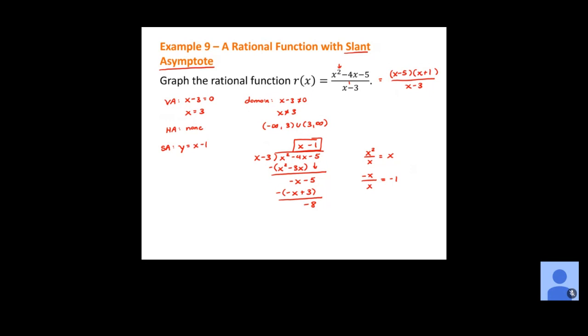So what that tells us now is that we actually have a slanted line that our graph is approaching as we go to infinity and negative infinity. So instead of just having a horizontal line like y equals 2 or y equals -5, things like that, now there's actually a slanted line, and we're actually approaching that line instead. Any questions on finding that slant asymptote now?